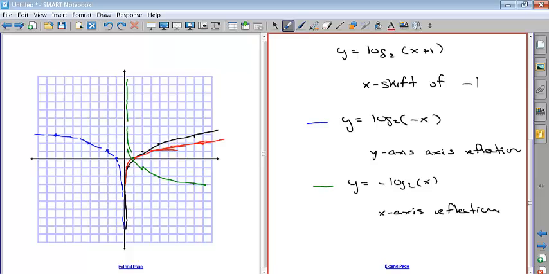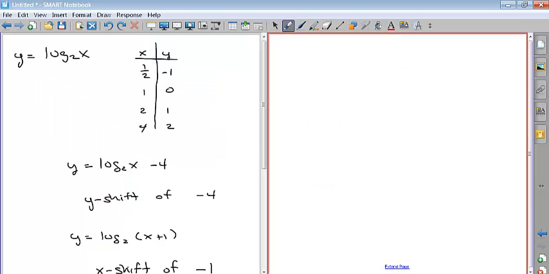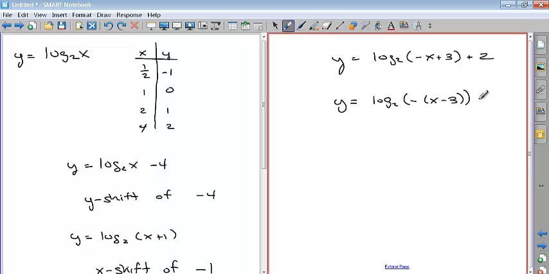And then you can combine them into one. So if I had y equals log base 2 of negative x plus 3, plus 2. Again, when you have a negative inside the argument, you're going to factor that out, not of the argument, but just out of the two terms. So instead of negative x plus 3, it's going to be negative the quantity x minus 3.